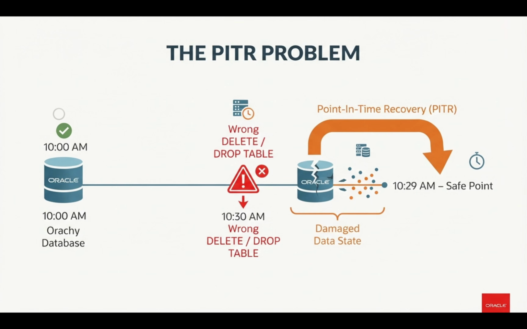Let us use a simple example. At 10 a.m., the database is healthy and transactions are running normally. Then at 10:30 a.m., someone accidentally executes a massive delete statement. The database itself may still be running perfectly, but the data is now wrong. The DBA needs to recover the database to a point before that mistake. That's exactly the type of situation where point-in-time recovery becomes useful.